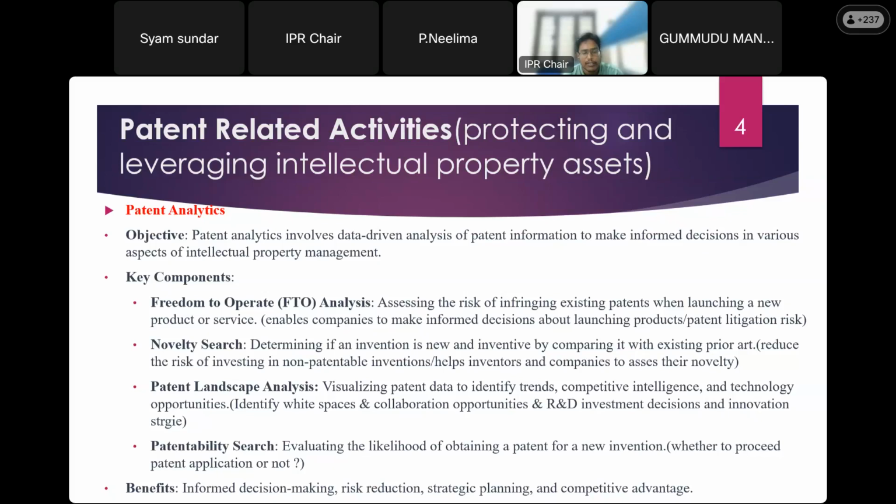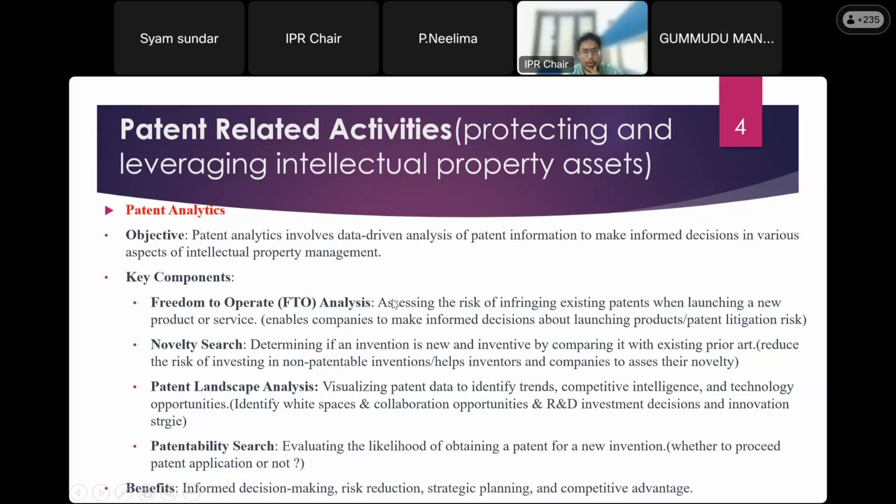And patentability search, if you have come up with the invention. In the novelty search, you are searching for the novelty, and in patentability search, apart from the novelty, you are checking about inventive step and industrial application. These three, whether my invention is patentable or not, you can get it done through patentability search.